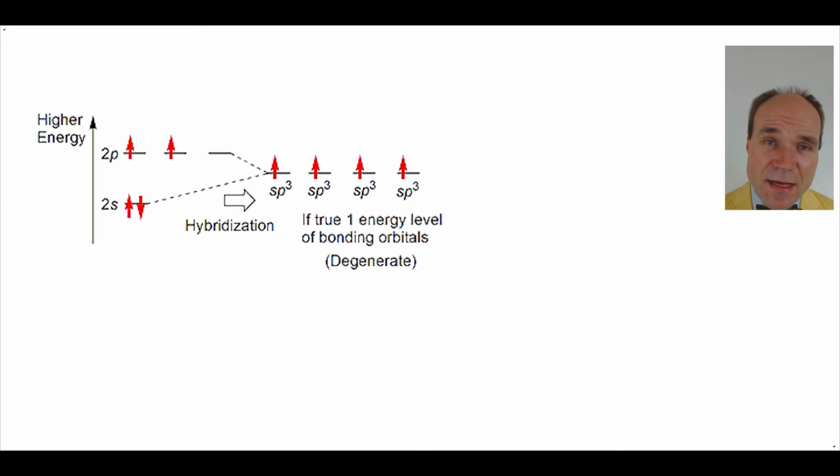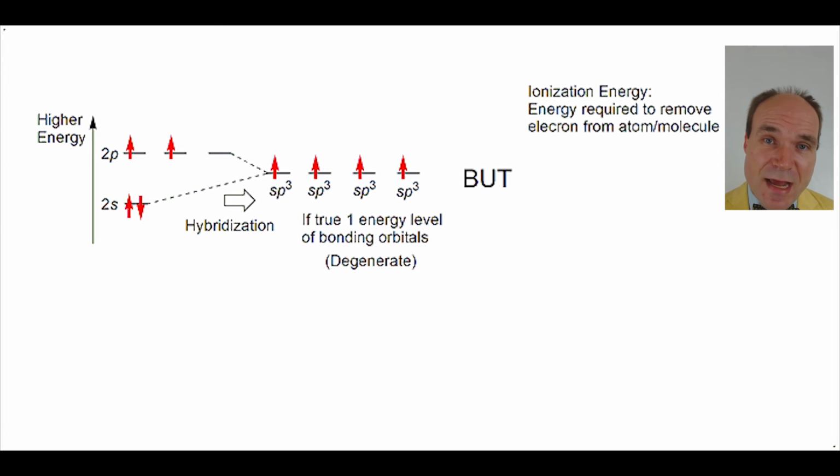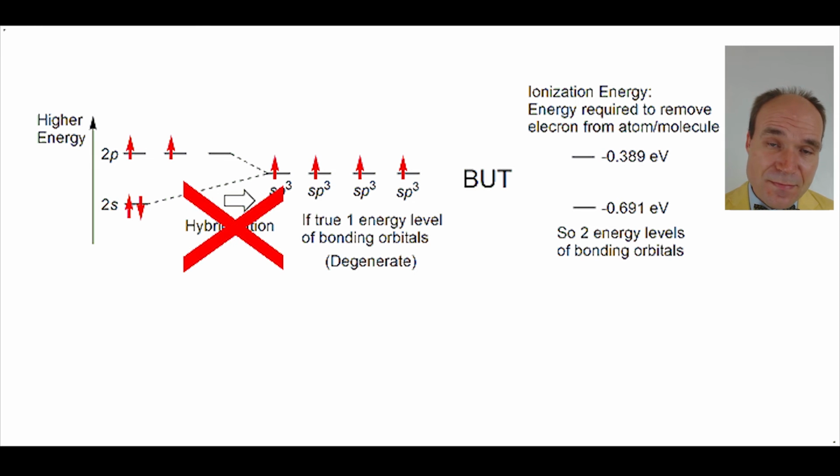If we were to take each one of these orbitals and make a new bond between it and a 1s orbital of a hydrogen, we'd be making methane. And we would expect still for there to be only one energy. This is not what we find. When we analyze the ionization energies of methane, we find 2 ionization energies. So this indicates that the hybridization in this case is certainly not true.